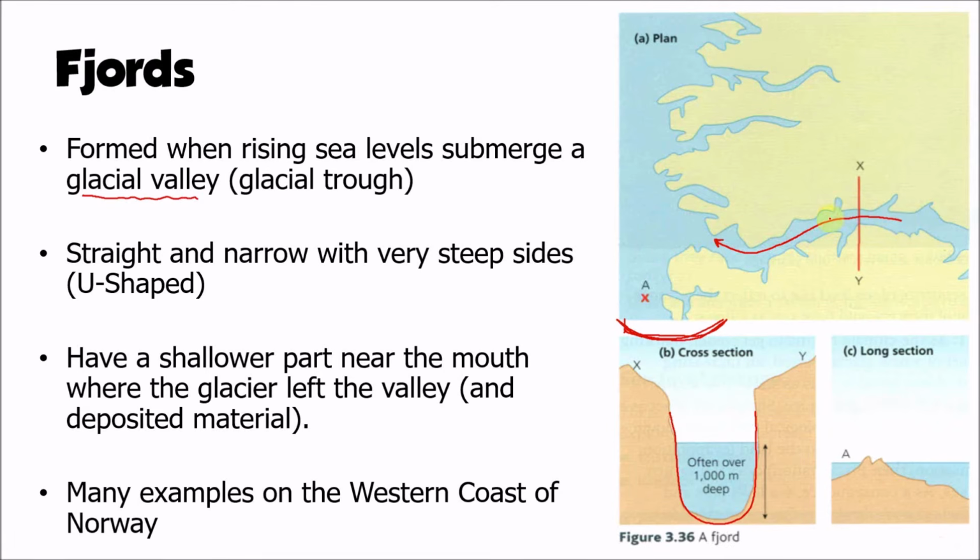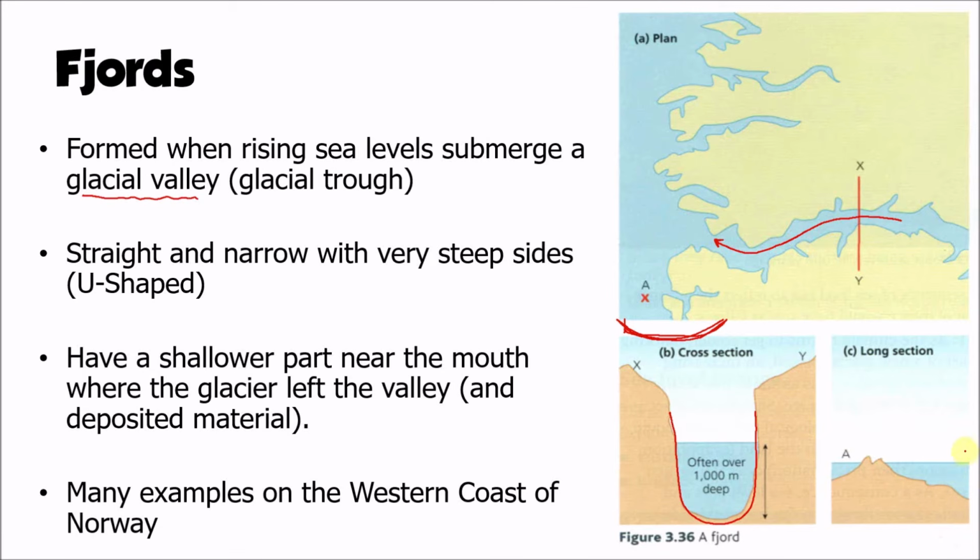A glacier doesn't have to worry about that. It's so powerful that it just smashes through anything that's in its path. So that's why fjords tend to be quite straight. The other unusual feature about them is that the mouth of those fjords, where they meet the sea, tends to be a little bit shallower than further inland.